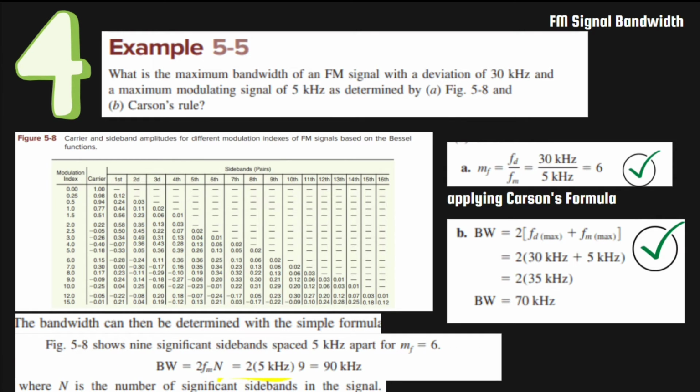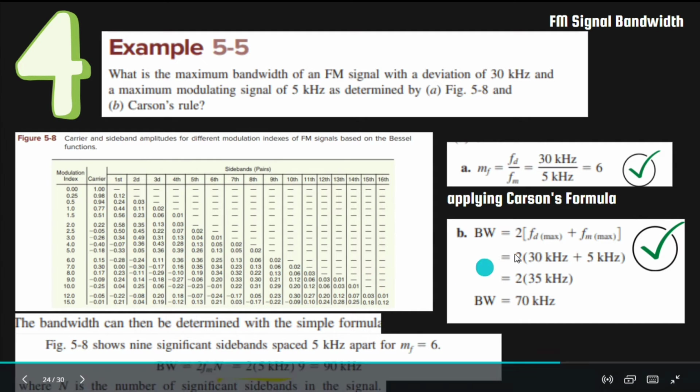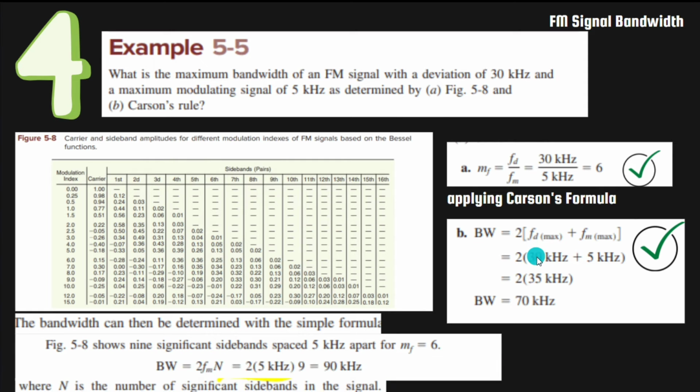Another way to determine the bandwidth of an FM signal is to use Carson's rule. This rule recognizes only the power in the most significant sidebands with amplitudes greater than 2% of the carrier. This rule is given here: bandwidth is equal to 2 times the quantity FD max plus FM max.